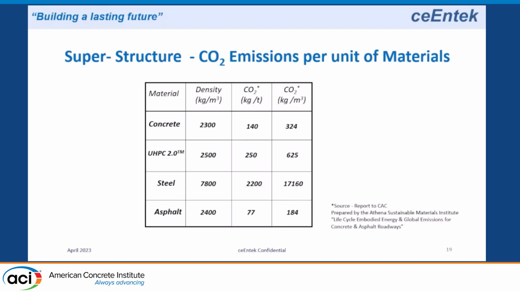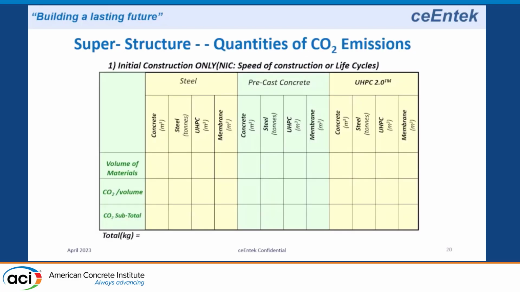Now, I had to pick a site because what the actual CO2 is in place is a function of where you're building a bridge. So this is a location in Vancouver because I had done this presentation previously for a group in Vancouver. And so here are the embodied CO2 values for concrete, UHPC, steel, and asphalt in the Vancouver, British Columbia, Canada location. Now I'm going to take the quantities of each one and the CO2 per unit and come up with the total CO2 for the solution.